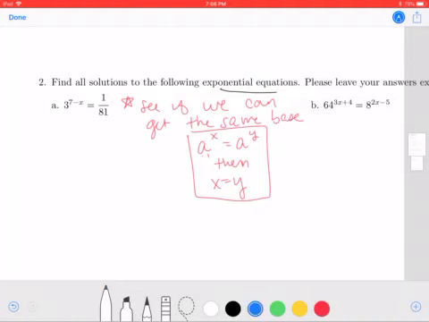In A, we have 3 to the power of 7 minus x is equal to 1 over 81. So on the left side, we have 3 as my base of the exponent. On the right side, no exponent just yet. I do know that 81 is 3 raised to a power. Let's see, so 3 squared is 9, 3 to the third is 27, 3 to the fourth is 81.